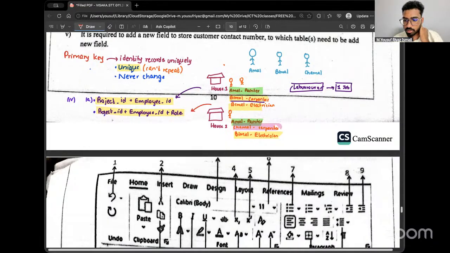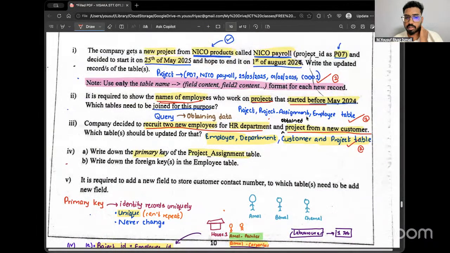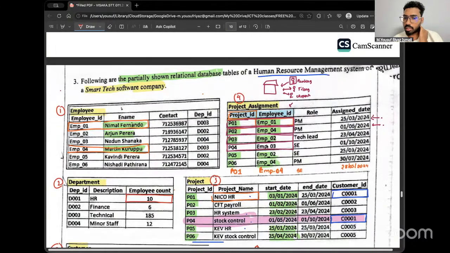Mostly all are easy. If I just mention project ID, is it wrong? Yes, just project ID is wrong because, like I told you, project ID can repeat.